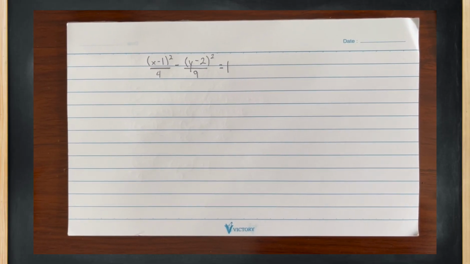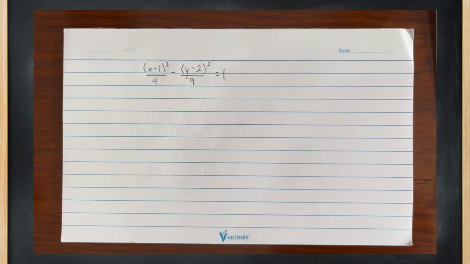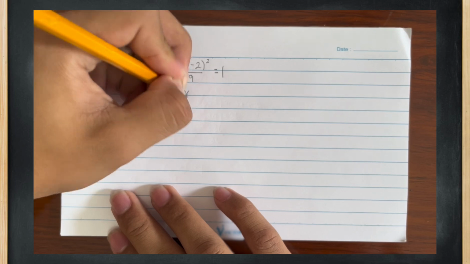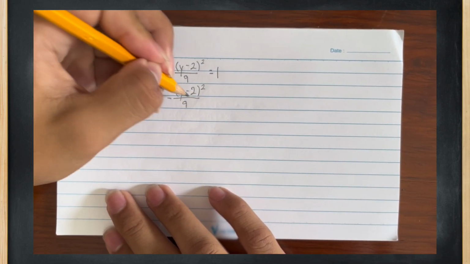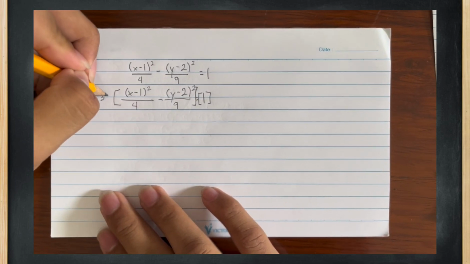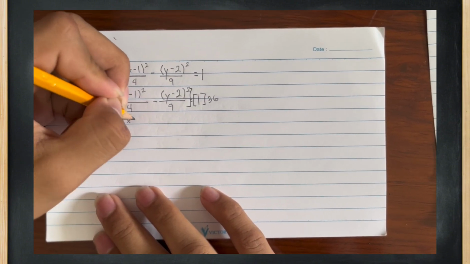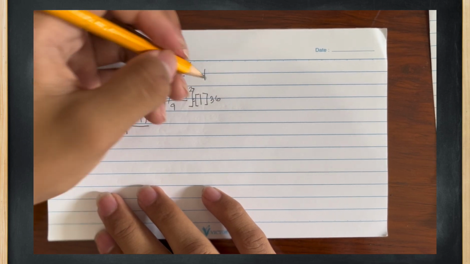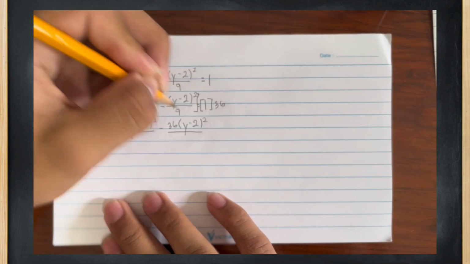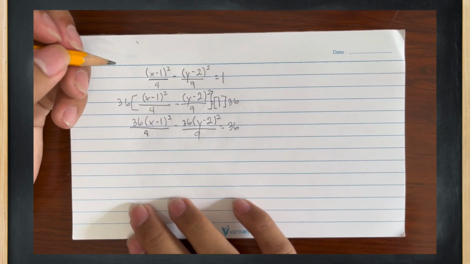Now, to transform standard form to general form, the first step is to get the LCD and multiply both sides of the equation. The second is to simplify the equation.